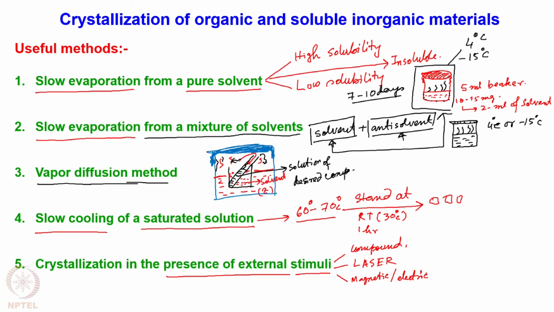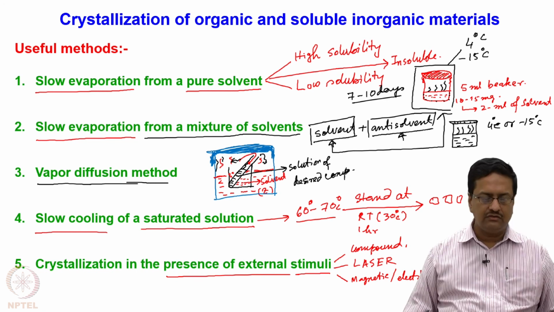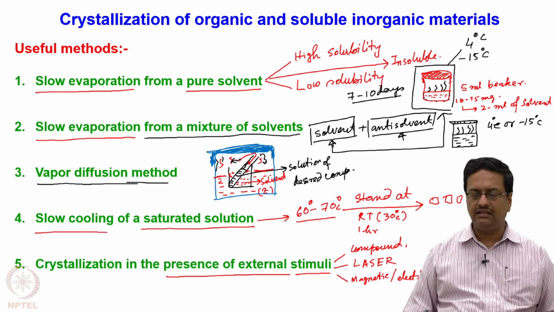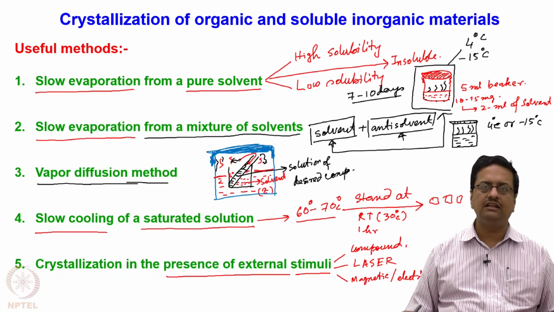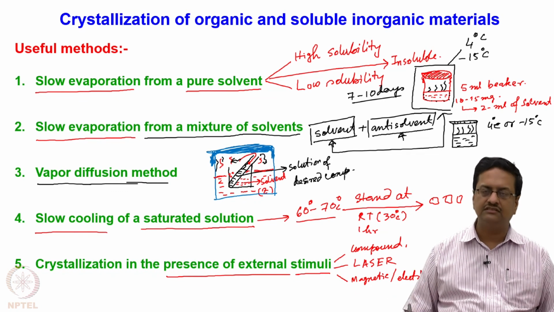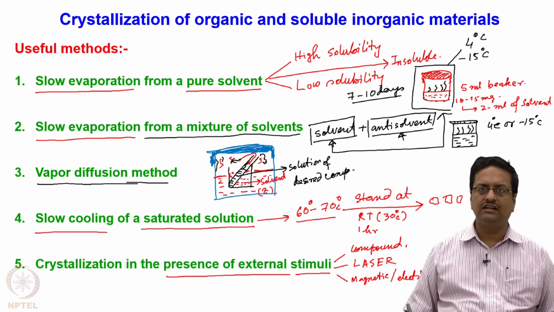So in today's lecture, we have initially learnt about the systematic absences and now to understand those systematic absence conditions, and then we have discussed about various methods of crystallization of organic and inorganic soluble materials which can be dissolved in a solvent or a mixture of solvents, and then these can be crystallized. So we will continue this in the next lecture.